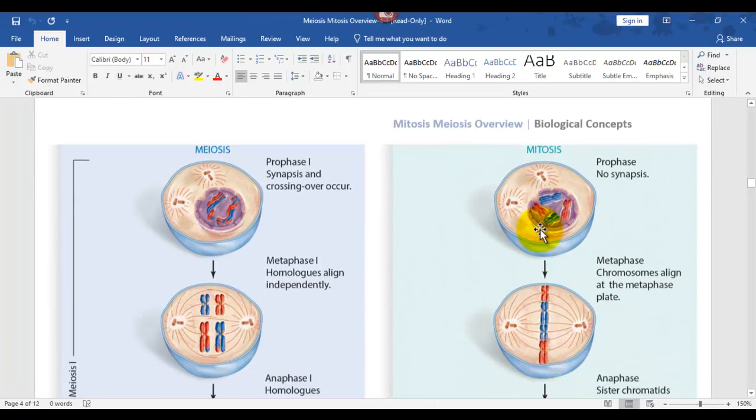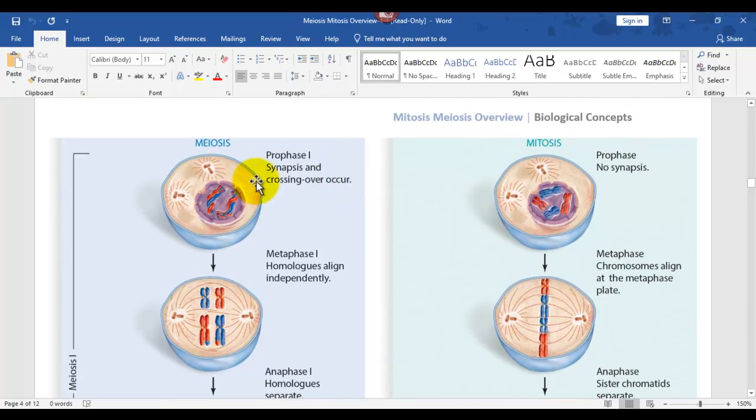I gave you these diagrams. This is actually a great one. This is meiosis prophase 1. You see how these chromosomes are bound together. It's called crossing over when there's some exchanging of genetic information. That does not occur during mitosis.